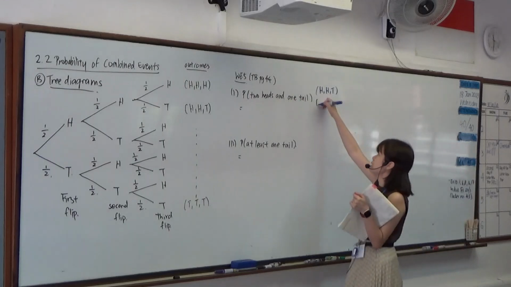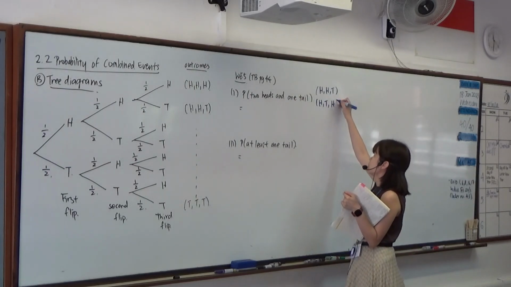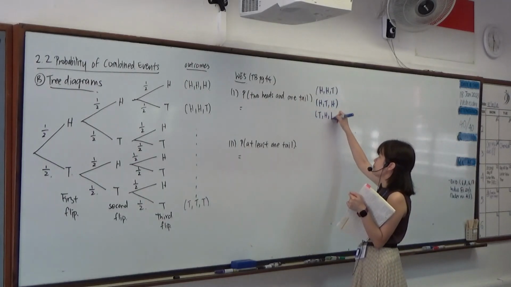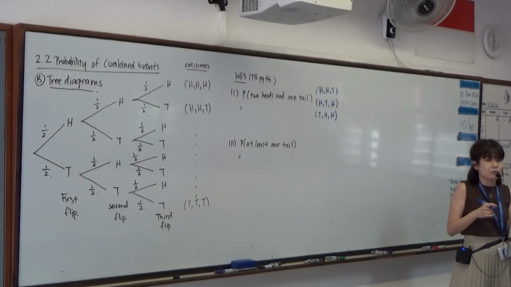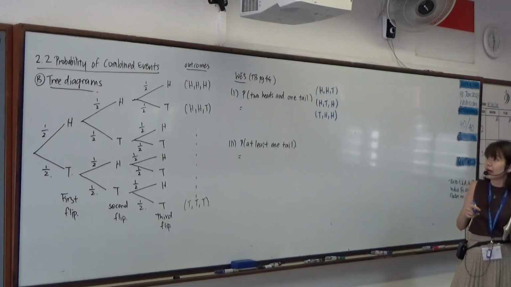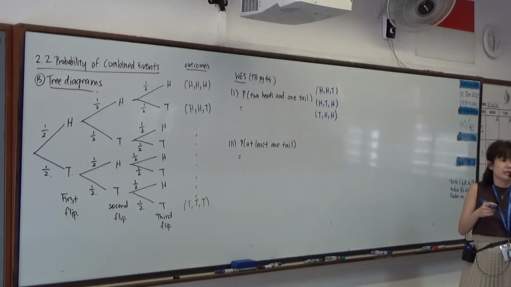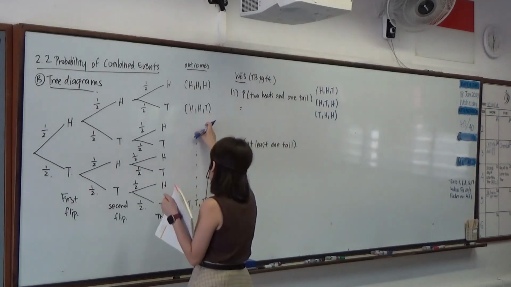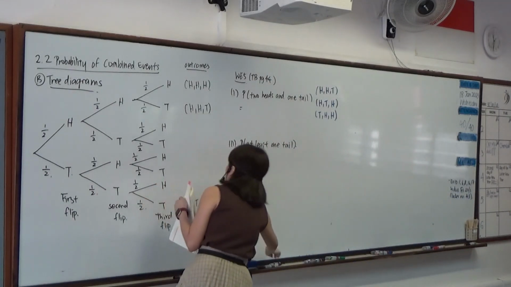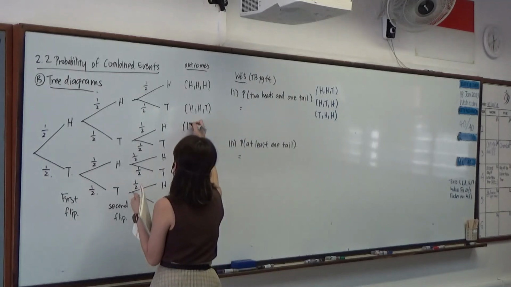We can have maybe HTH, THH. So these are the different possibilities that we can have. I don't think we can have any other combination already. So looking at our outcomes over here, let me just write down all the outcomes.